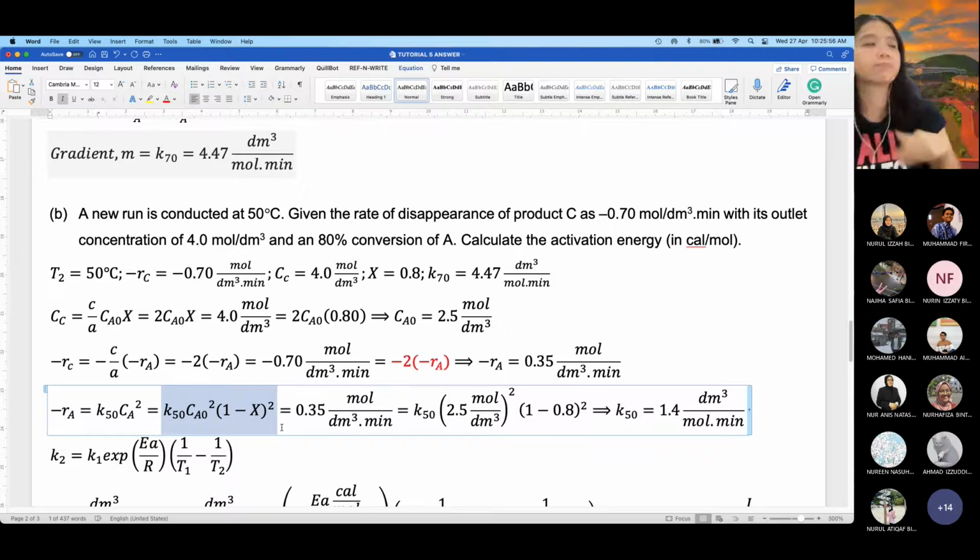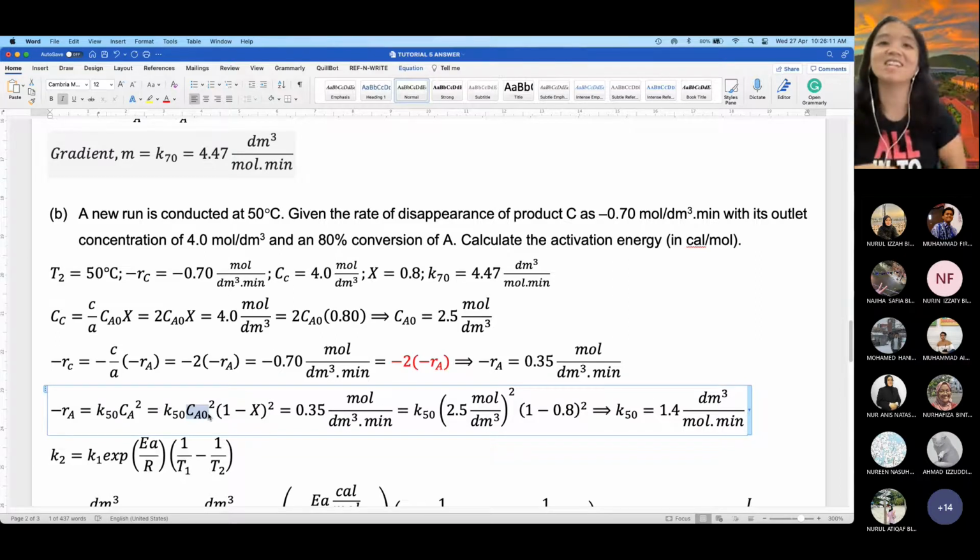Okay, so let us look back. X we already know. The question gave it as 0.8. So X is settled. Then comes the next problem, CA0. Actually we have not solved it yet, because now we don't know CA0. Earlier we didn't know CA, and we expressed it in terms of CA0 and X. X is settled, but CA0 is unknown.